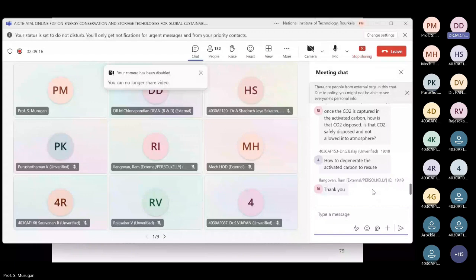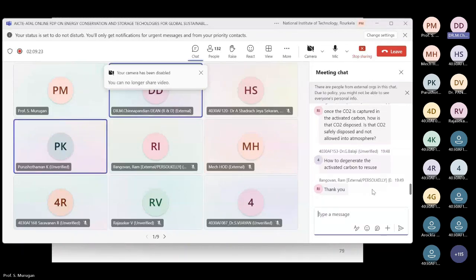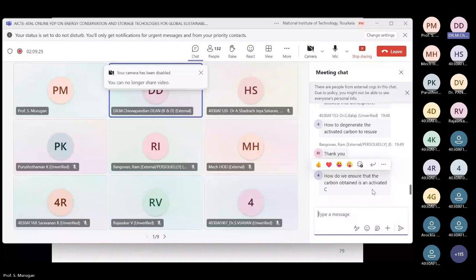Thank you. Okay, Professor. Another question from Dr. G. Balaji. How to regenerate activated carbon to reuse? Is a question from Dr. G. Balaji. Professor? Actually, of course, we didn't do that work extensively.